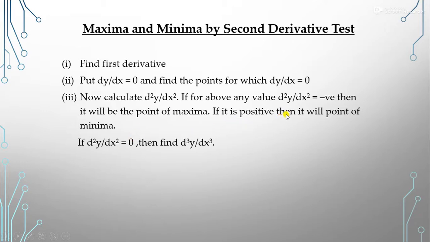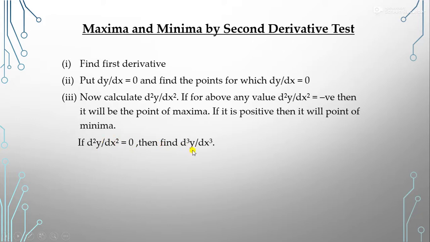Again, suppose you find d²y/dx², and when you put your values in d²y/dx² it becomes 0. So what do you do? How can you identify whether your function is maxima or minima? In that case, you have to find another derivative of this function.